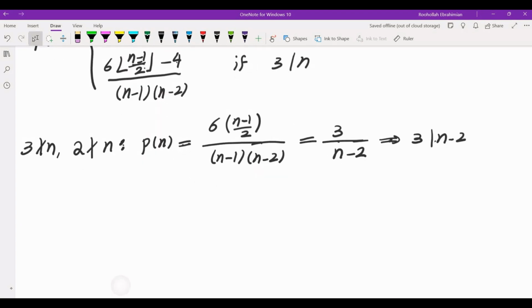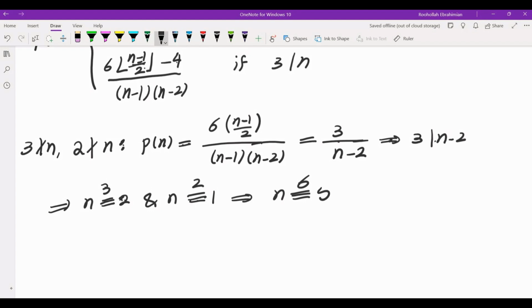So 3 divides n minus 2 means n must be 2 mod 3, but n is also 1 mod 2 because it's odd. So that tells us that we can find n mod 6. So it's 2 mod 3 and 1 mod 2, so that would have to be 5 mod 6. So all of these numbers are going to work.